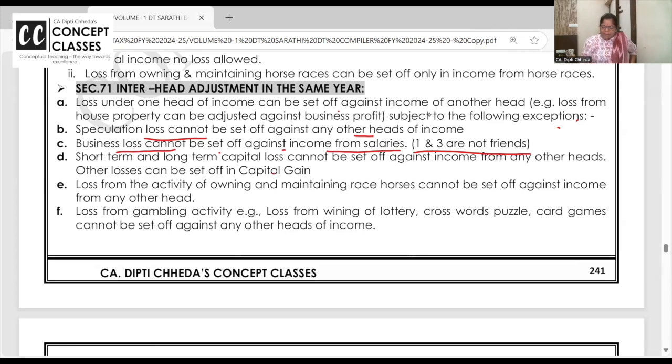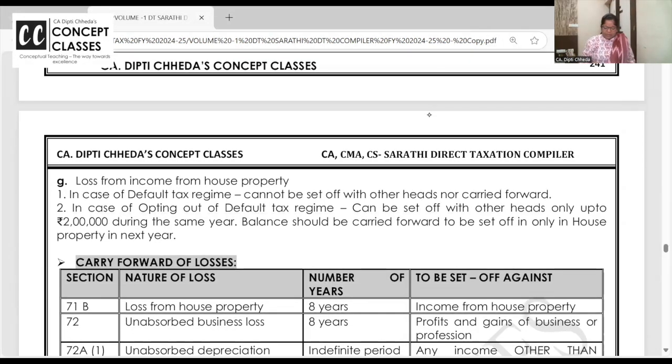Short term and long term capital loss cannot be set off with other heads. Other losses can be set off. Losses from owning and maintaining horse races are like the earlier case, self-contained. Losses from gambling cannot be set off anywhere.